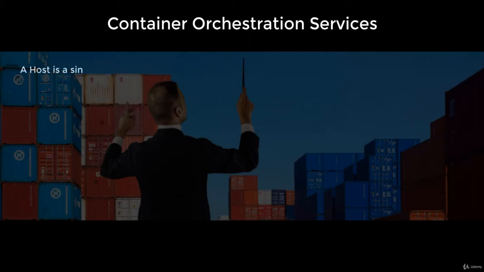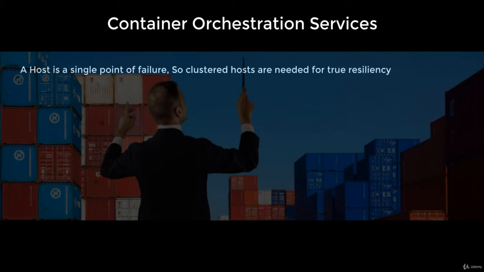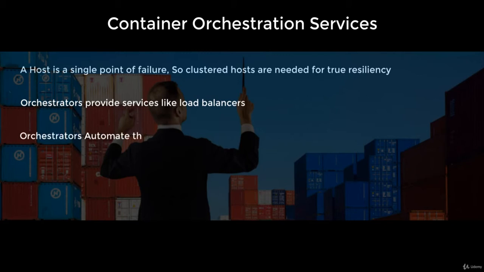A host is a single point of failure. So we need cluster hosts to have true resiliency so that if one host goes down, another host can be spun up to handle the missing load. Orchestrators also provide services like load balancers that enable running multiple containers of the same image. For example, you may have a web service that scales out to multiple containers even though it is accessed by a single endpoint or port.